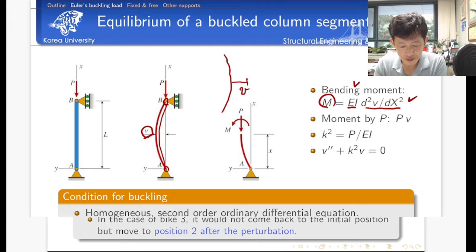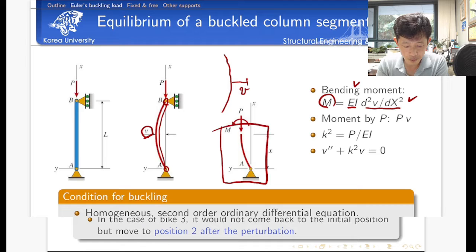And if you imagine the force P here, the force P produces another moment. So let's consider the sum of moments, the force equilibrium for this remaining body, with respect to point A. Because this is simply supported at point A, the sum of moments should be equal to 0. I have one bending moment, plus the bending moment produced by the external load. Because we consider this a small deformation problem, P times the deflection v is equal to 0, right?